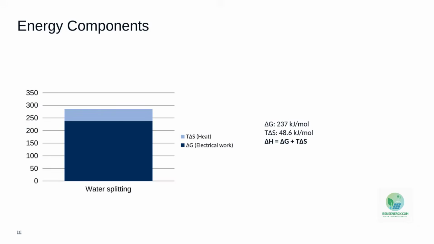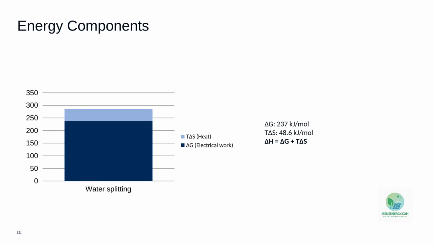To fully appreciate the energy requirements for water splitting, it's essential to dissect the total energy into its constituent thermodynamic components. The overall energy change for the reaction, represented by the enthalpy change, ΔH, is the sum of 2 primary terms: the Gibbs free energy change, ΔG, and the entropic contribution, TΔS. The Gibbs free energy, ΔG, quantifies the maximum reversible electrical work that can be extracted from or supplied to a system at constant temperature and pressure.